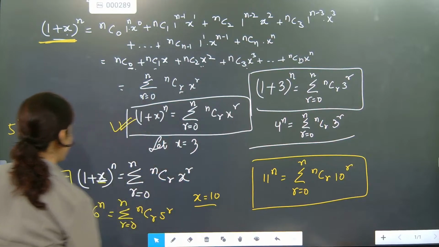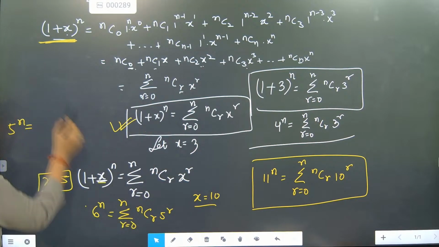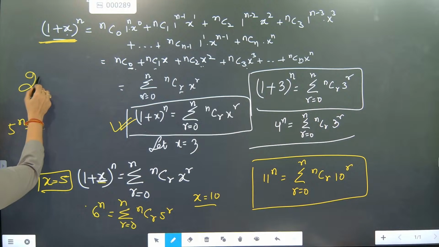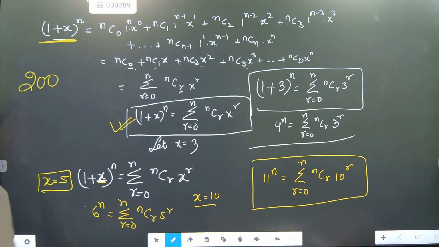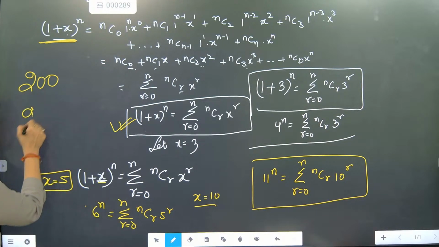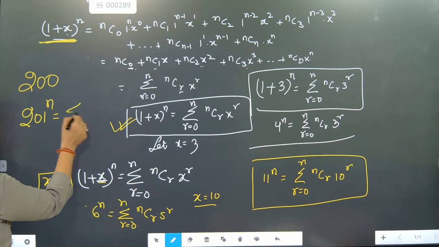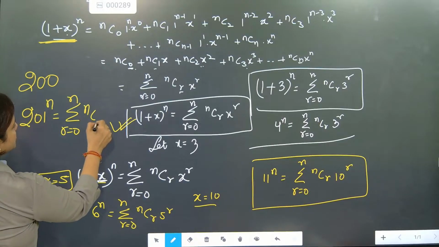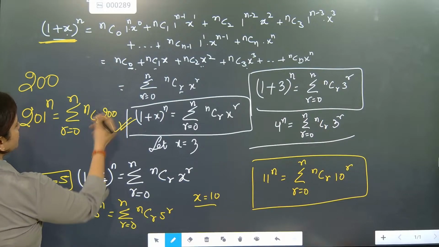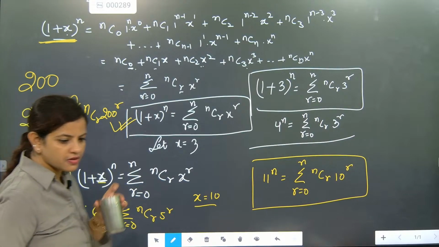If somebody says x = 200, then what will you say? Nothing to worry. 201^n is equal to the summation of r = 0 to n of nCr 200^r. That's it.